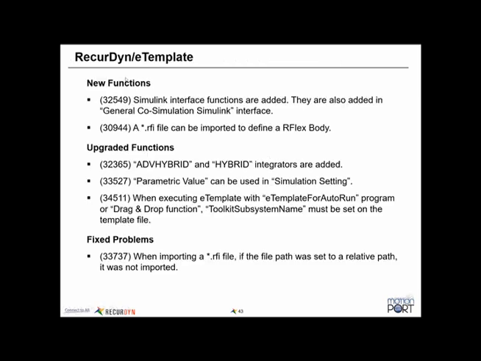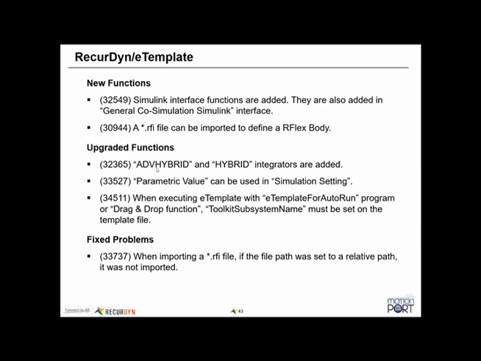So now let's also look at eTemplate. eTemplate kind of follows hand in hand with ProcessNet to some extent, but it's continually being enhanced as well. So Simulink interface functions are added, and it's a general co-simulation with Simulink interface. Next one is an RFI file can be imported with eTemplate to define an RFlex body. So in your Excel spreadsheet, you can just reference that RFI file and then process it.